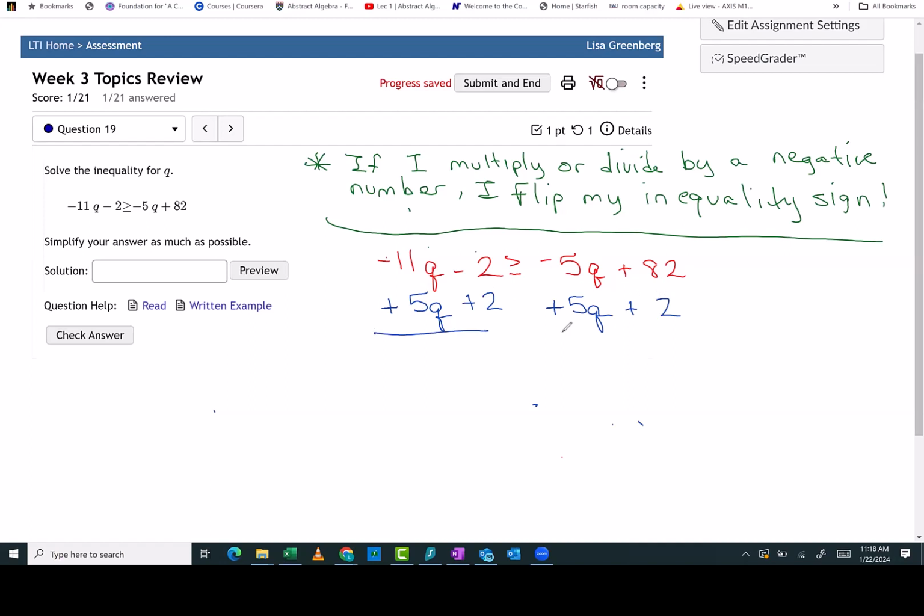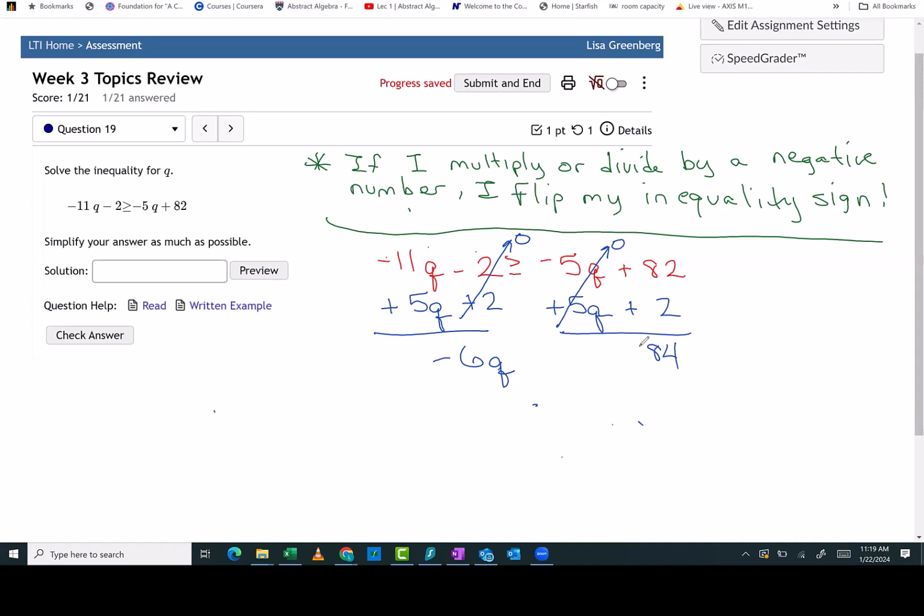Why do I want to do that? It just skips a step, because negative 2 plus 2 is 0. That's gone. Negative 5q plus 5q is 0. That's gone. And then I just add negative 11q plus 5q, which is negative 6q. On the right, I have 82 plus 2, which is 84.